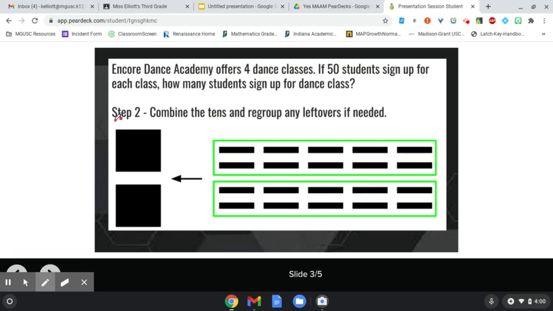Encore Dance Academy offers four dance classes. If 50 students sign up for each class, how many students sign up for a dance class? So it says step two, combine the tens and regroup any leftovers needed. So what it's saying is they want you to take these tens and figure out how to put them into 100. So how many tens do you need in order to get to 100?